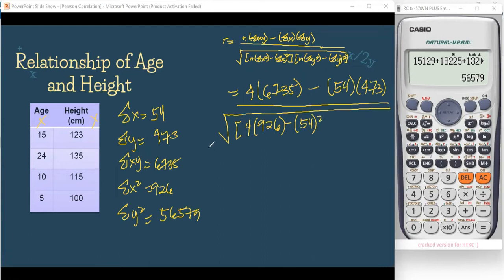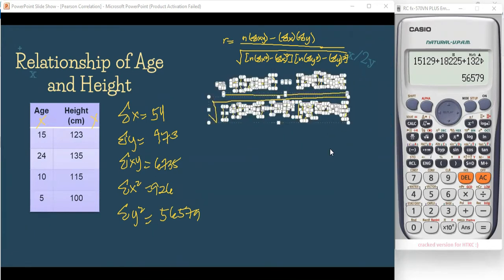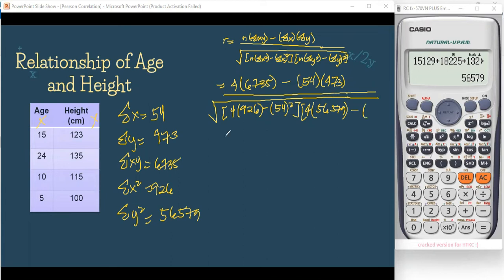So ano pong pinagkaiba ni summation of x squared dito po kay summation of x bago natin ini-square? So dito po kasi, lahat po ng x i-square muna po natin bago natin isasum. Dito naman po, isinum na muna po natin lahat ng x bago natin in-square. So yun po yung pinagkaiba. Times what is our y squared? That is 56,579. Minus what is our summation of y? That is 473 squared.